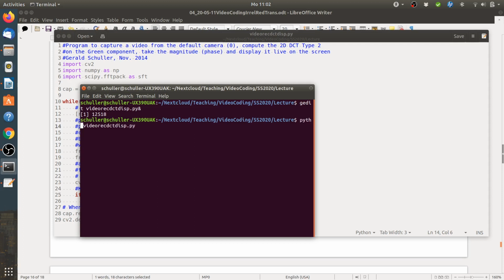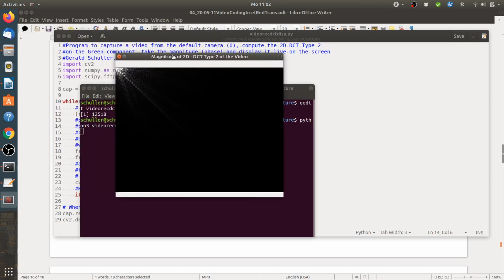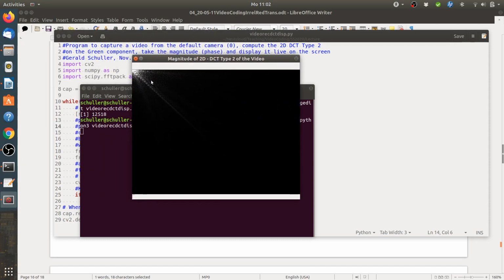So Python, let's see if Python 3 is working. Yes. So here you can see that indeed in the upper left-hand corner we have the brightest values, and that's because this is where we have the most energy, right? Here in those DCT2 subbands, the most energy appears at the low frequencies.